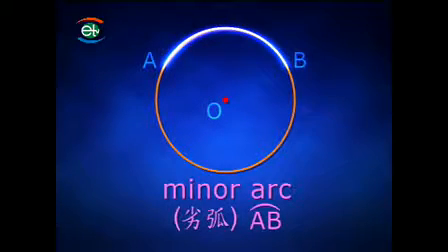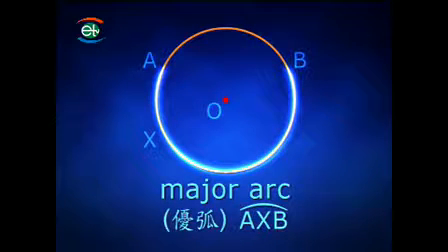If the length of the arc is shorter than the semicircle, it is known as minor arc. Minor arc AB can be expressed in writing like this. If the length of the arc is longer than a semicircle, it is known as major arc. Major arc AB can be expressed in writing like this, where X is any point on the major arc.